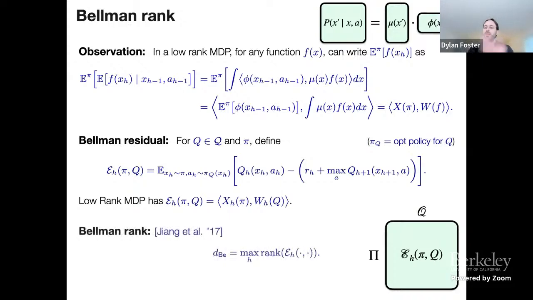And Bellman rank is just a generalization of this property. It's just asking, okay, interpret the residual as a big matrix. What is the rank of this thing?